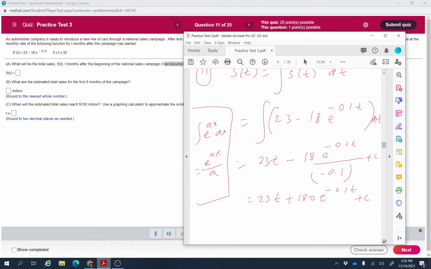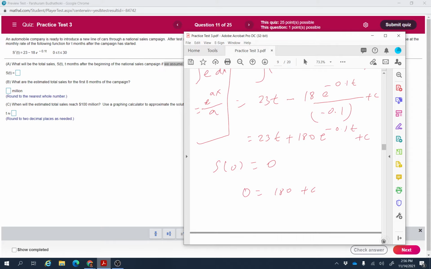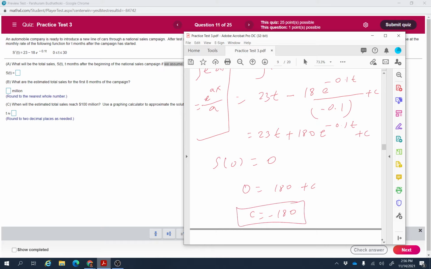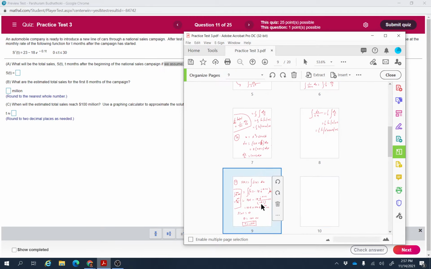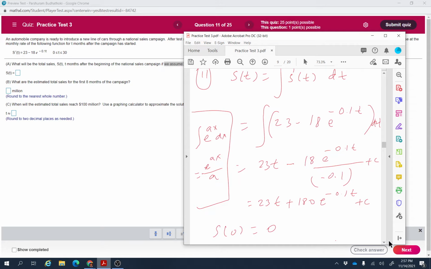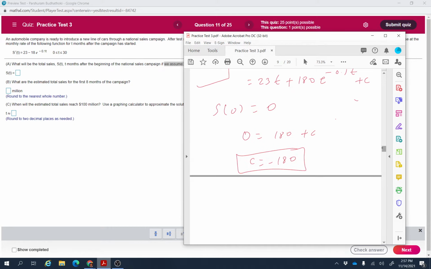Since we are given that the value of the cells when time t is 0 is 0, we can use that fact here. When t is 0 in this function, this part is gone, this part is 180, e to the power 0 is 1, plus constant c. By using this equation, we can say constant c is actually negative 180. So S of t is equal to 23t plus 180 e to the power negative 0.1 t, and then c is negative 180. So that is our S of t.